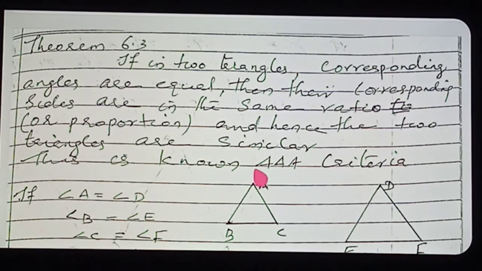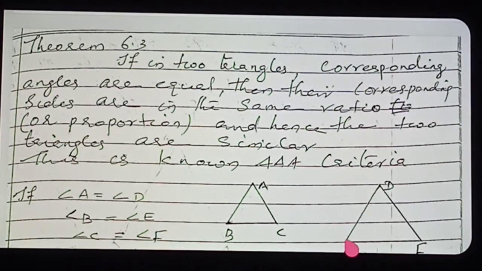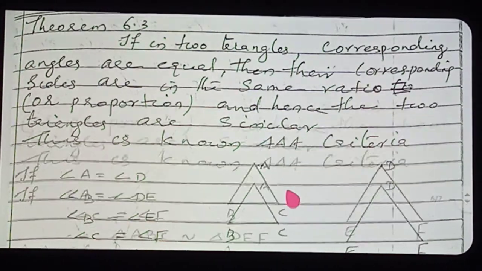So again from the AAA criteria we are reducing the condition. Any two corresponding angles are equal, then also the triangles are similar. So a very easy condition for proving two triangles to be similar is the AA criterion. Which one? AA. That I am explaining in the next one.